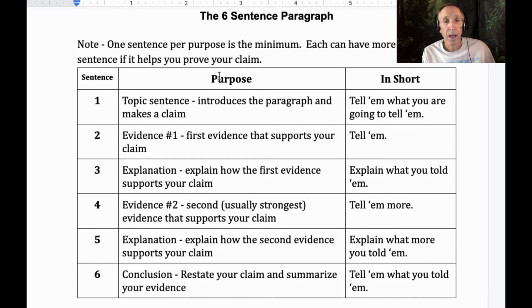All right. So the sentence number 1 should be your topic sentence. It should introduce the paragraph and make a claim. In short, you're going to tell them what you're going to tell them. The second sentence is going to be evidence. You might be citing a book. You might be giving your example. It's going to be something that helps support your claim. And that's the first part of the tell them.